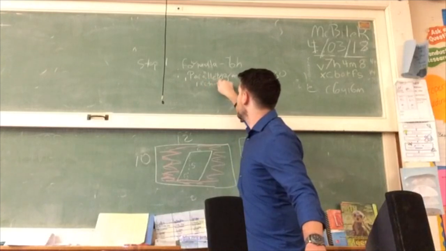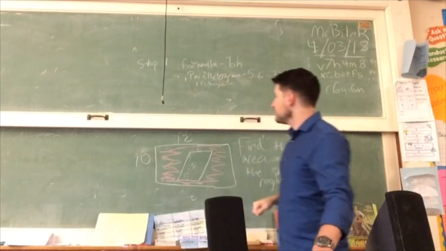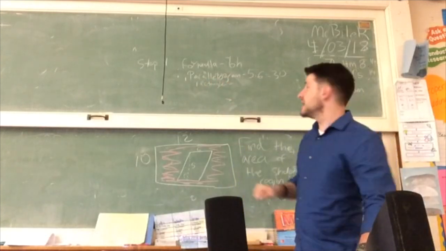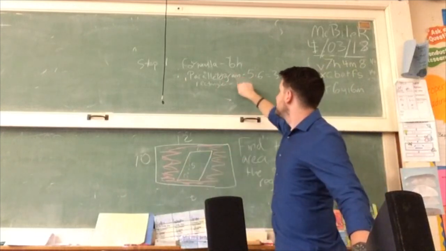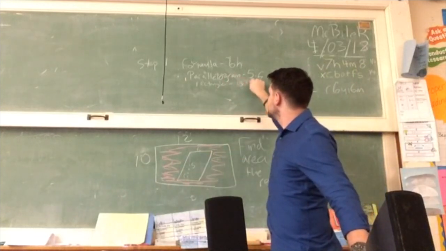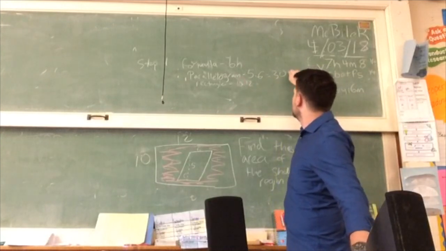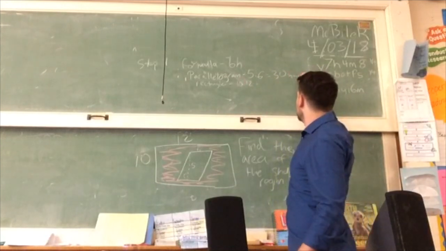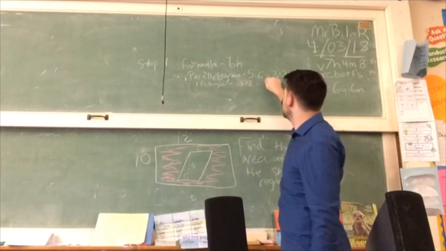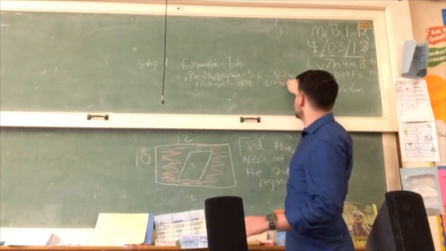Now, let's take a look at the area of my rectangle, the flag part, if you will. In my rectangle, same thing. 10 times 12. This gives me an area of 120 square units. And the parallelogram is 30 square units.